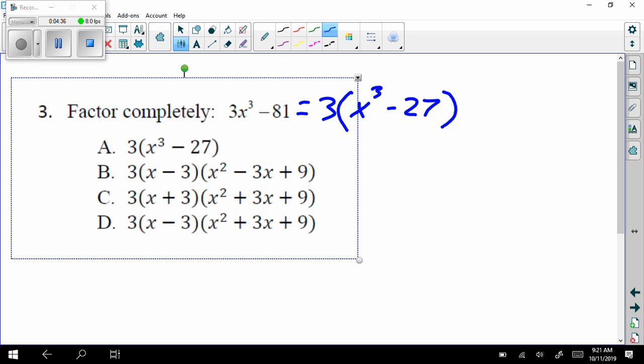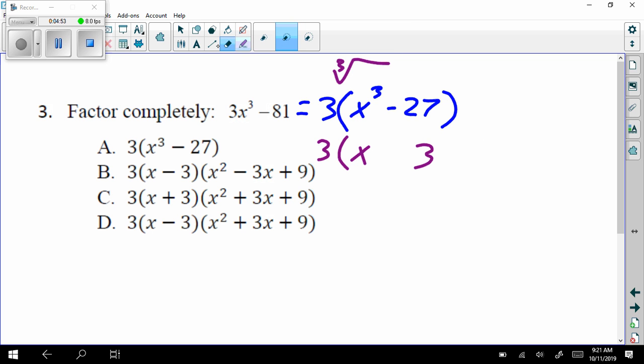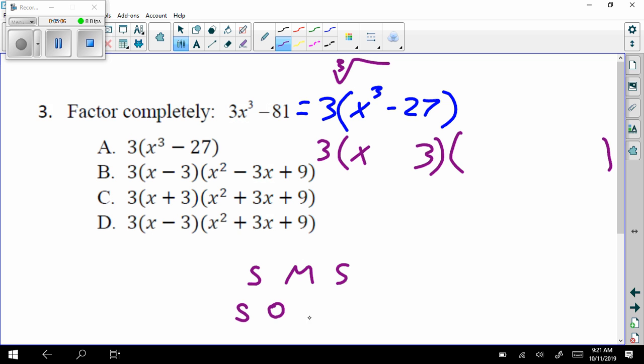When we factor a difference of cubes, you start by taking the cube root of each thing. So the cube root of x cubed is x. The cube root of 27 is 3. Then we get the big parenthesis that follows it. And the trick that I tell you guys for this one is two parts. It's got SMS and SOAP. SMS means squared multiplied squared.